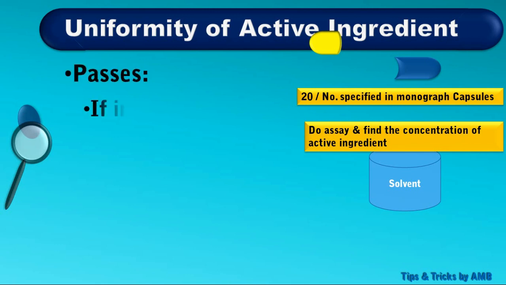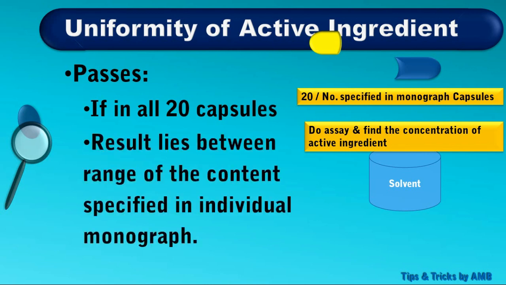The test passes if the result of 20 capsules lies in the range of the content as specified in the individual monograph. So in that monograph different ranges are given. We have to check whether the concentration of each capsule is within that range or not. If it is within the range, the capsule passes the test, and if it is not within the range, the capsule does not pass the test.